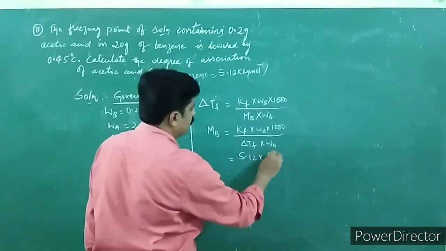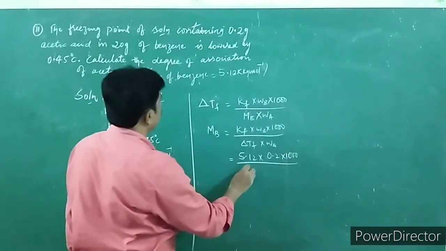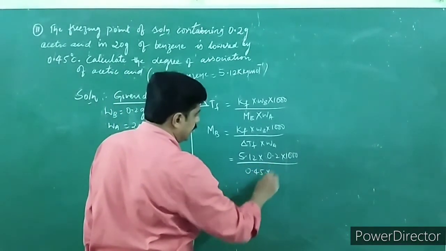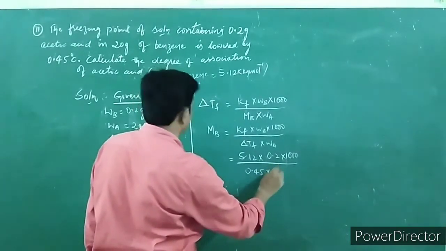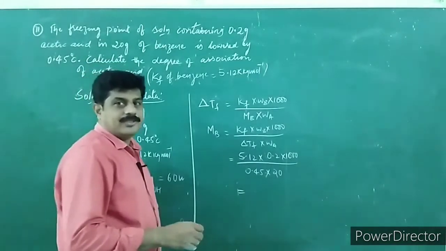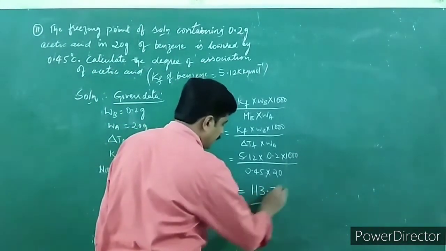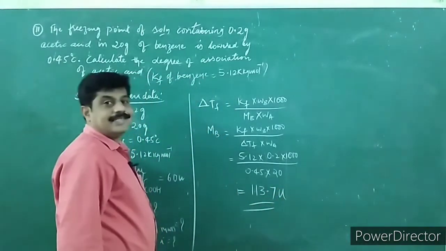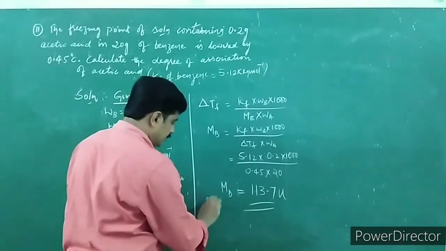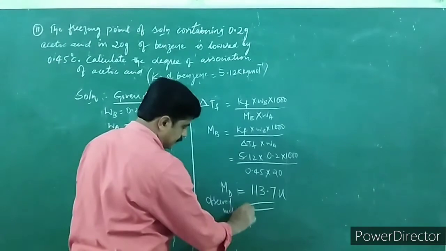Wb is equal to how much here? 0.2 into 1000 upon delta Tf is how much here? Delta Tf is equal to 0.45 degrees Celsius. Wa is equal to how much here? It is equal to 20 grams. Once you substitute all the values, children, you are going to get the value for Mb, that is 113.7 unified mass. So this is what observed molar mass.